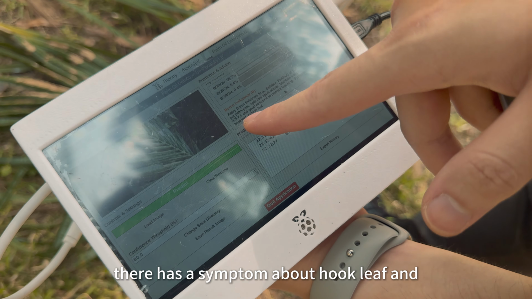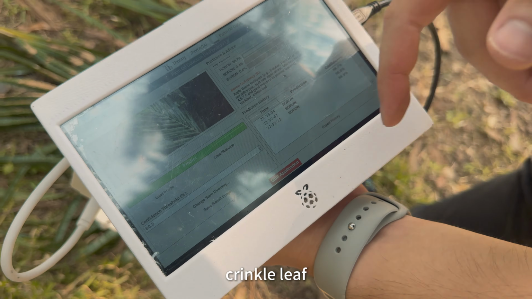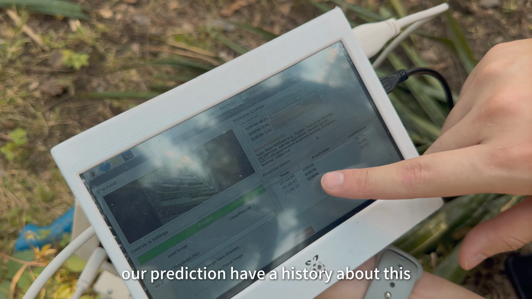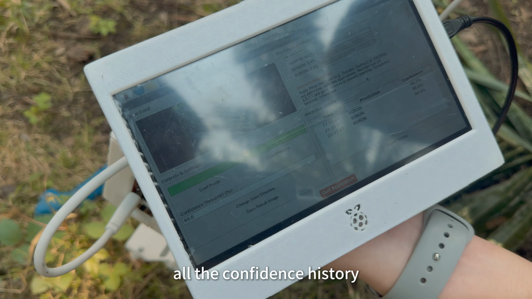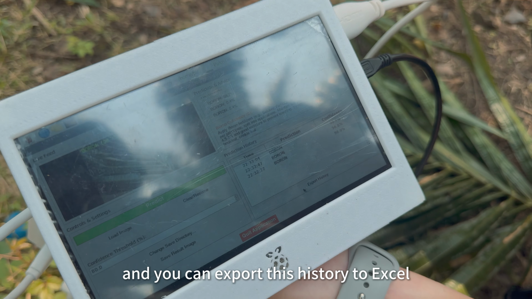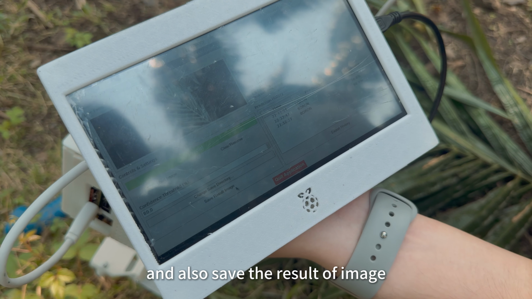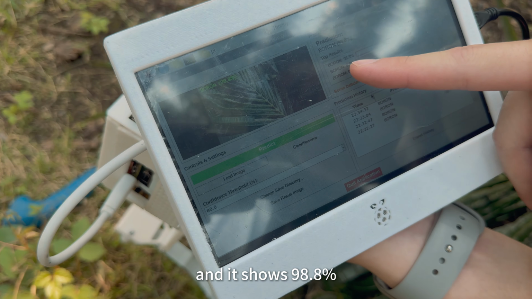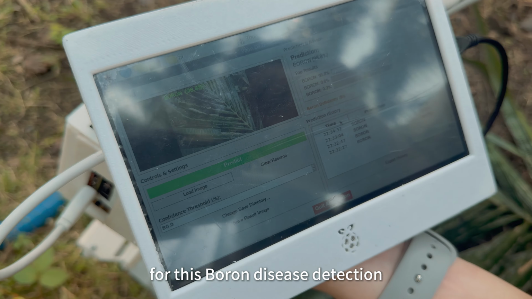Then there is a symptom of hook leaf and crinkle leaf. You can see that this leaf really has a crinkle. Our prediction also has a history. You can see all the confidence history, and you can export this history to Excel and also save the result image. You can refresh again, load, open, and it shows 98.8% for this boron disease detection.